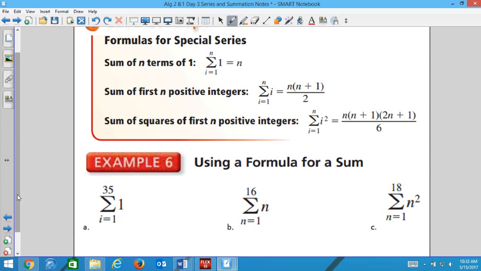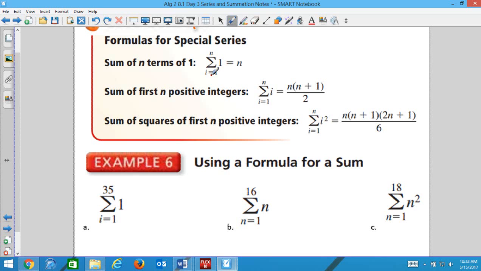So for the first one, it's when the formula is 1. Like the formula literally is 1. That's the formula. And then if that happens and it goes from 1 to n, you just put the n for your answer. The second one would be if we're adding up the first n positive integers.